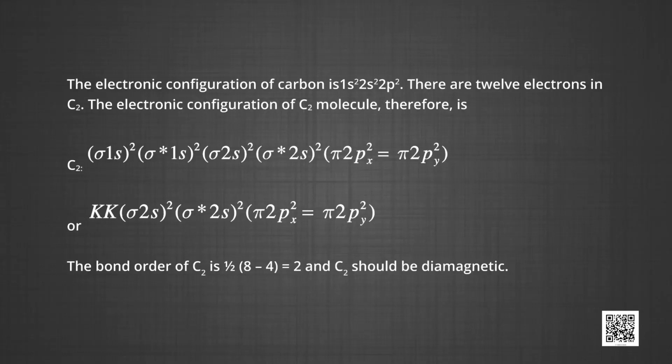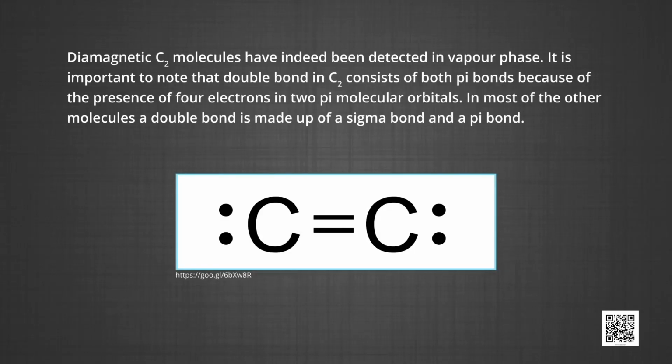The bond order of carbon is half of 8 minus 4, which equals 2, and the carbon molecule should be diamagnetic. Diamagnetic C2 molecules have indeed been detected in the vapor phase. It is important to note that the double bond in C2 consists of both pi bonds because of the presence of 4 electrons in the 2 pi molecular orbitals. In most other molecules, a double bond is made up of a sigma bond and a pi bond.